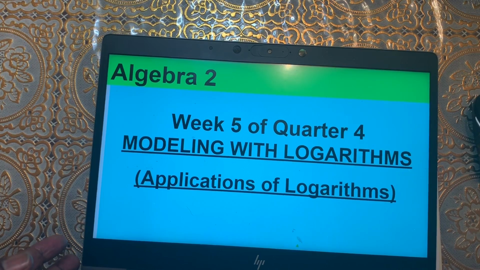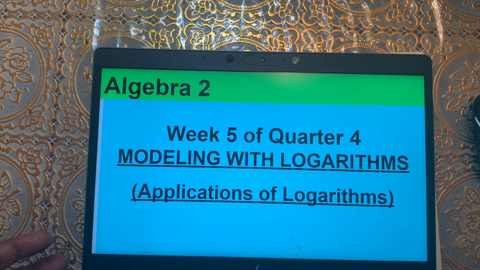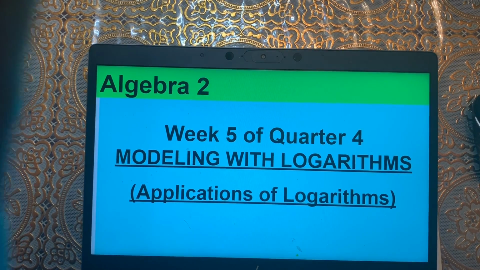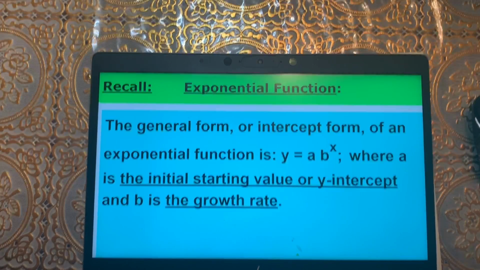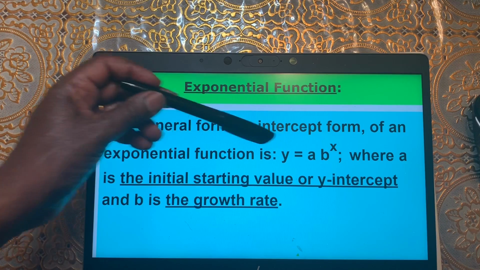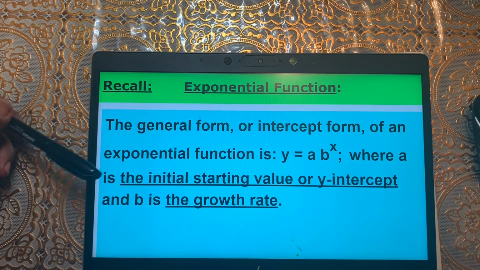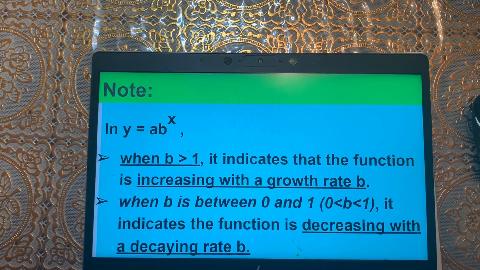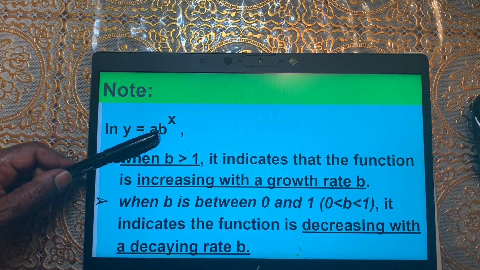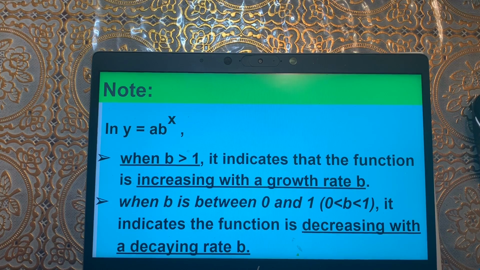So I will just review with you some of the important formulas we need to do our work. First of all, exponential function, you remember, is y equals a b to the power of x, where a is the initial amount and b is the growth rate. X would usually be the time or the period at which something increases or decreases. If you remember, when b is greater than 1, it's a growth, but if b is between 0 and 1, it is a decrease.